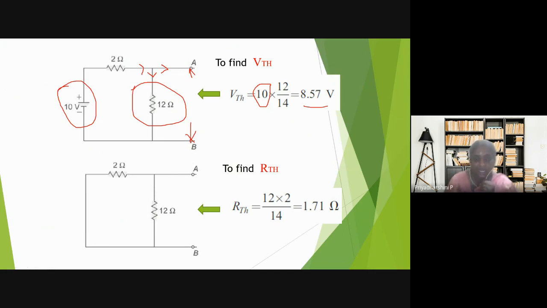So RTH, the R equivalent. We have to look at it from this side. If I am looking in this direction, both are connected in parallel. So R equivalent is R1 into R2 by R1 plus R2. So 12 into 2 by 12 plus 2 is 1.71 ohms. So this is my R equivalent. This is my VTH and this is my RTH.